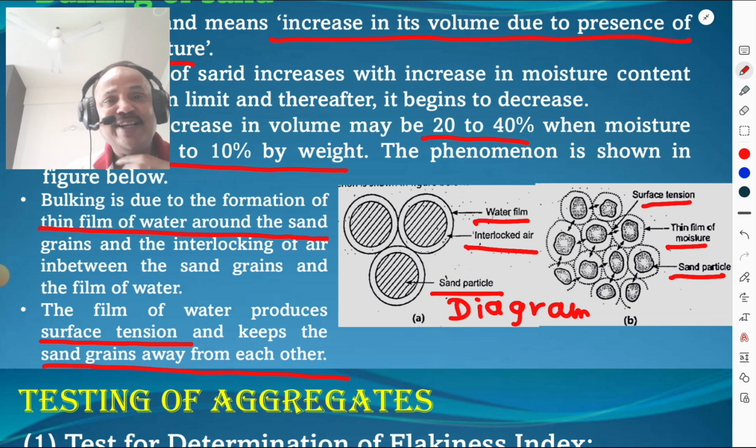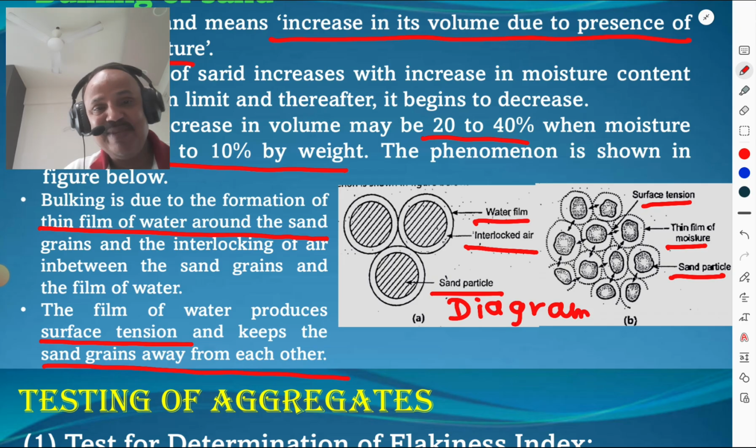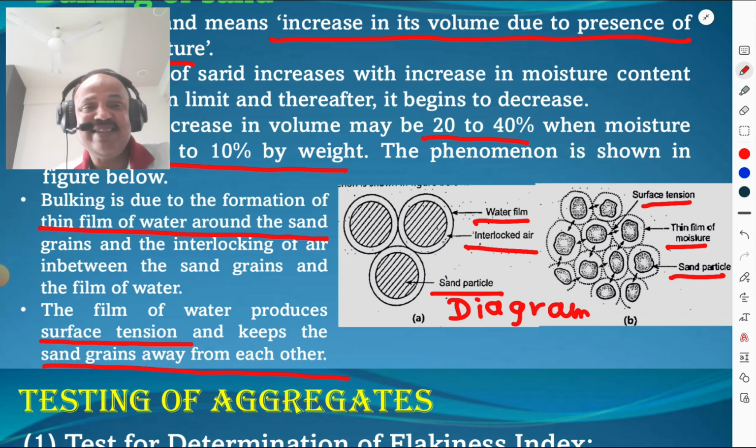सँड पार्टिकलच्या बाजूला इंटरलॉक्ड एअर, आणि एअरच्या बाजूला वॉटर, त्यामुळे त्याच्यामध्ये सरफेस टेन्शन डेव्हलप होतं आहे. Bulking is due to formation of thin film of water around the sand grains and the interlocking of air in between the sand grain and the film of water. म्हणजेच बाहेर वॉटर असतं, मध्ये एअर असतं आणि त्याच्या आतमध्ये सँड असते.